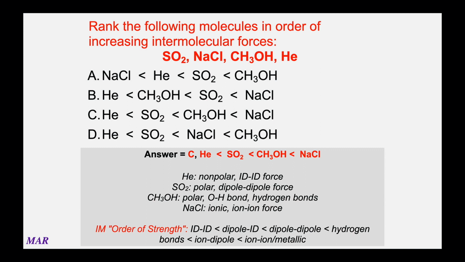So again, helium is induced dipole. SO2 is polar because of the lone pair on the Lewis structure for sulfur dioxide, so it's dipole. Methanol, CH3OH, is polar with hydrogen bonds, so we would say hydrogen bonds. And NaCl, strongest of all. So again, the overall force list is also there too. Induced dipole is the weakest. Dipole like SO2 after that. Hydrogen bonds. Ion-dipole would be like Na plus in water. That's pretty strong. And then the strongest one of all, ion/metallic.